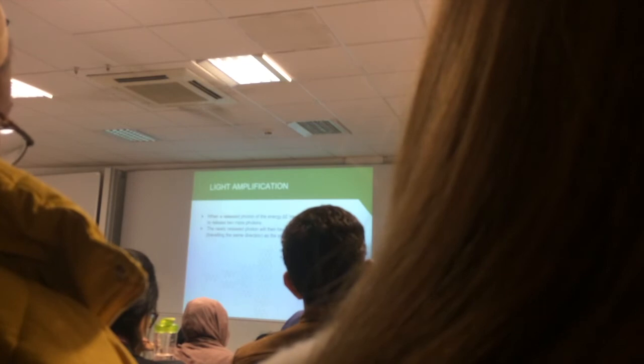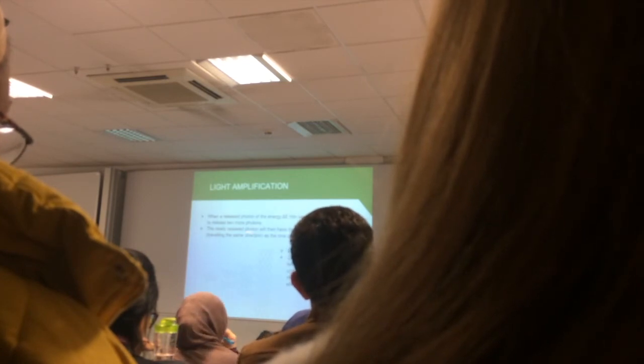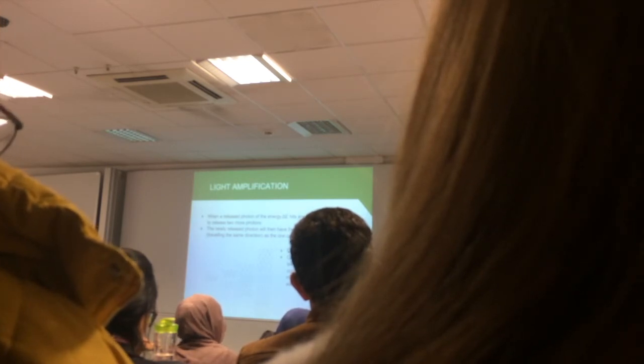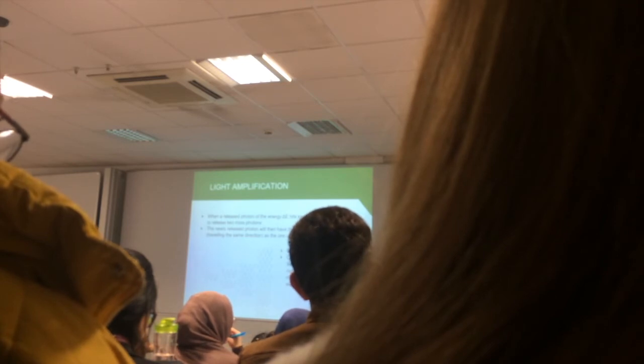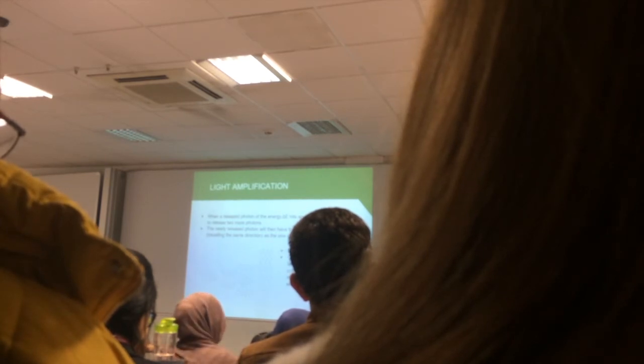Amplification just means you multiply the whole process. A cascade of photons is released. And by releasing more and more photons, think of it, one photon would be very dim, loads and loads of photons would be very bright. So a bright light source will release more photons than a dim light source.